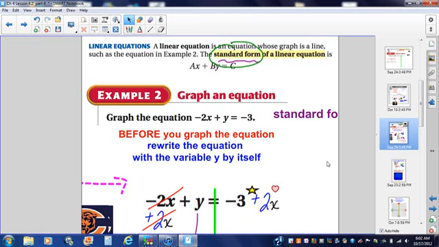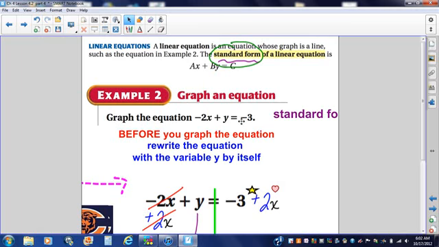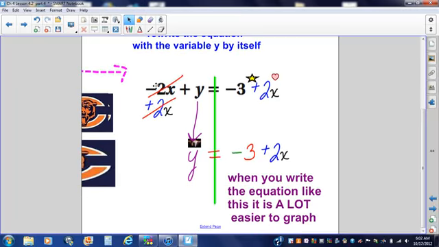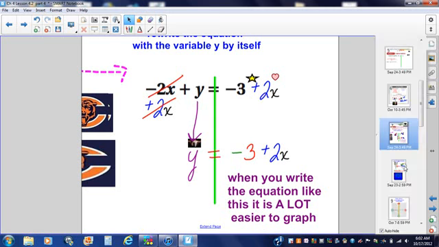In the last podcast, I gave you an equation that was written in standard form. X and y are on the same side. We said you're going to move the minus 2x to the other side. You do that by doing the inverse operation. You cannot combine these, just write them next to each other. So then we have y equals negative 3 plus 2x. That's what we did in our last podcast.